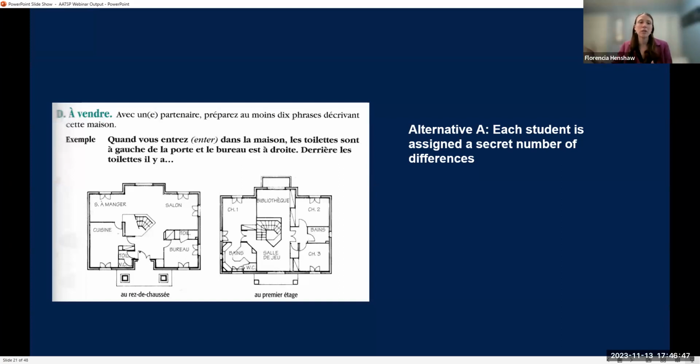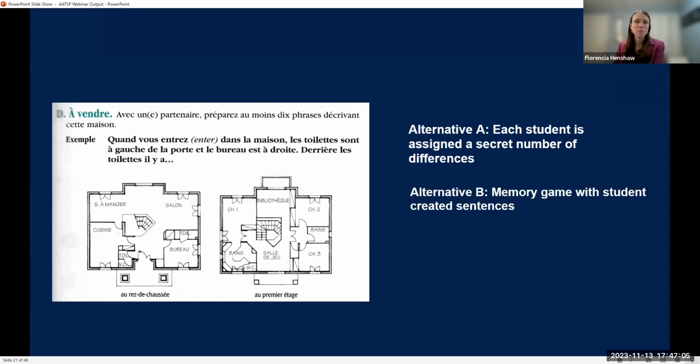So then what do you do with it? Well, it could be that somebody reads it and then other people have to say how many differences, so what secret number they got. Or you could do it as a gallery walk, and then everybody posts their descriptions. The students need to be reading it, looking at the picture, comparing, and figuring out how many differences there were.